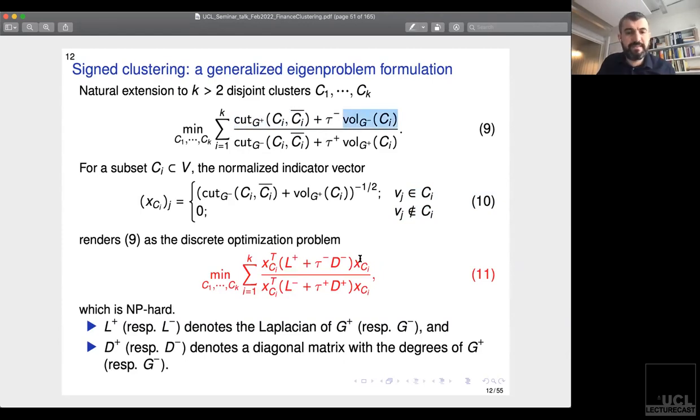We can always express them in terms of quadratic forms involving L plus. So this is the Laplacian matrix corresponding to the positive subgraph. L minus is the Laplacian matrix corresponding to the negative subgraph. And then similarly for D plus and D minus. So these types of cuts and volumes, we can write them in terms of quadratic forms, which we know how to handle, and we can work towards what's called the spectral relaxation.